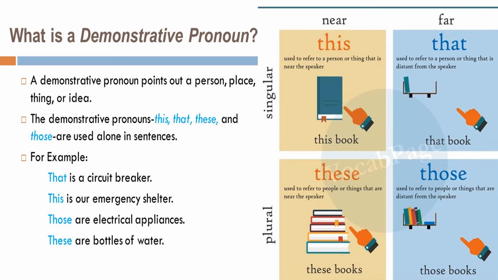And if it is more than one thing or one person, we use these. And if it is near to us, we use these. And if it is far off from us, we use those. Now, these are used to refer people or things that are near the speaker. For example, these books, and those is used to refer to people or things that are distant from the speaker. Example, those books. Children, hope this is very clear.